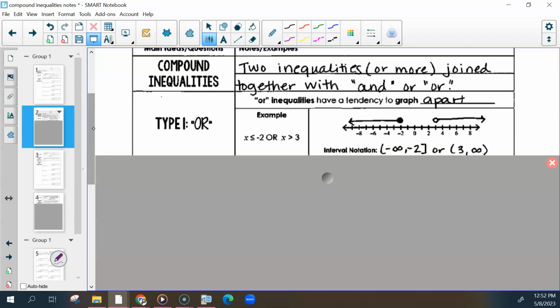So compound inequalities are 2 inequalities or more, but we're just dealing with 2 that are joined together with and or. Or inequalities have a tendency to graph apart. If this was your final answer, you would graph them both. They would not be touching each other. First one with a closed circle because it's equal to. Second one with an open circle because it's not. You won't need to know the interval notation, but it's good to keep this in mind.